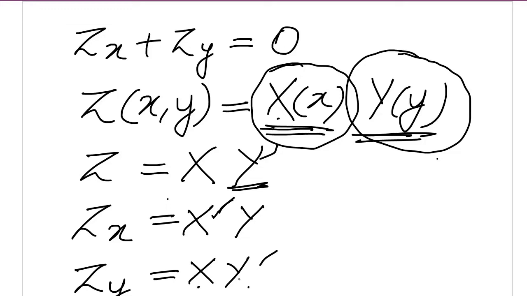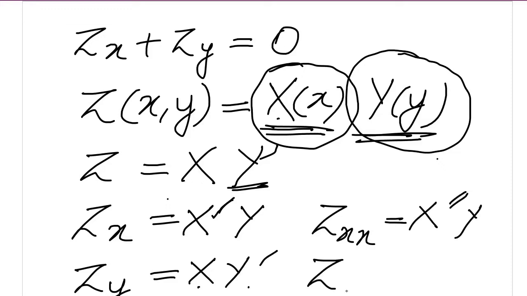Similarly, what will be zxx? Zxx will be X double dash Y. What will be zyy? Zyy will be X into Y double dash. Now these are the partial derivatives of z, provided that we assume that z is X into Y.